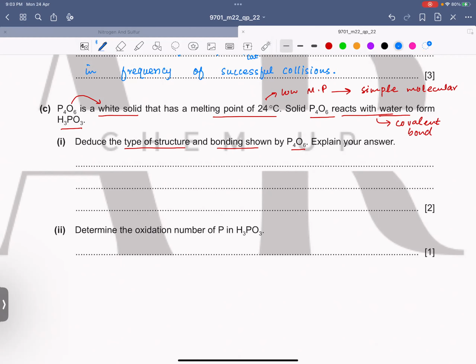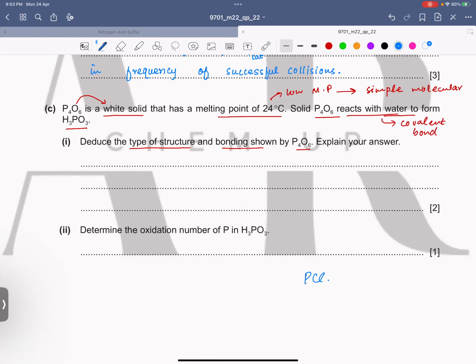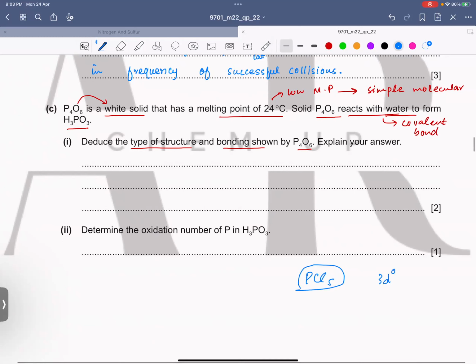If you recall, we have done one example of PCl5 as well in our chapter of bonding, because phosphorus has an empty 3D, so it can undergo extended octet.